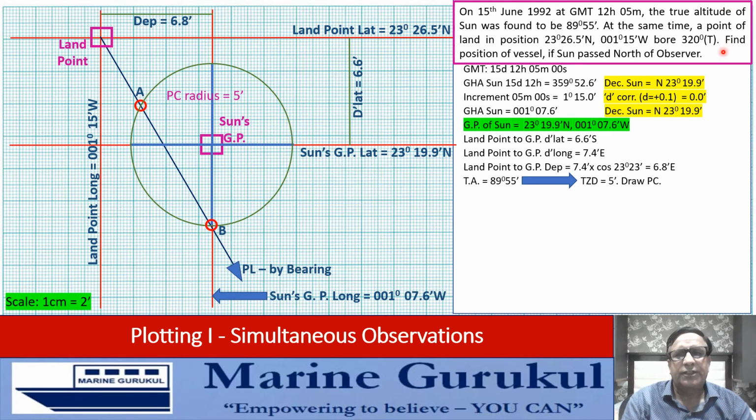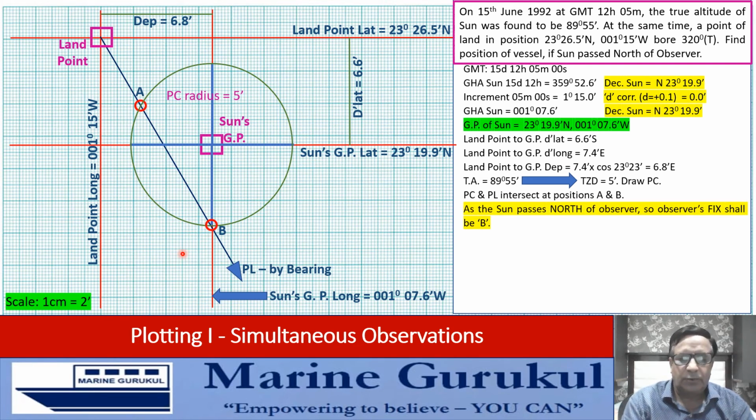Now, since the question says the Sun passed north of the observer, and the Sun in this plot is represented by its GP: if the observer is at A, then the Sun is passing south of the observer. But if the observer is at B, the Sun is passing right north of it. So in this case, position A gets ruled out. The fix is then position B. So B is the fix out here. And what do we see in this case? That B lies on the same meridian as the meridian of the GP.